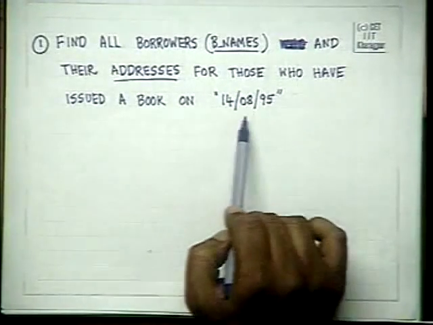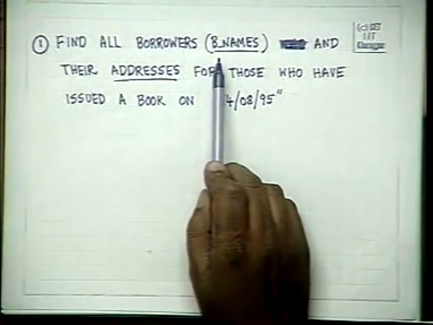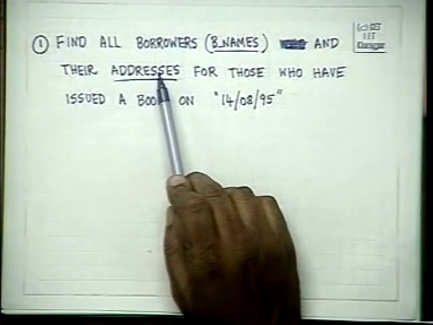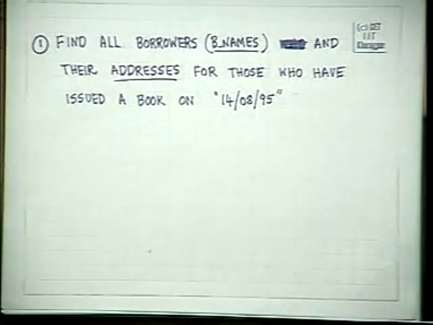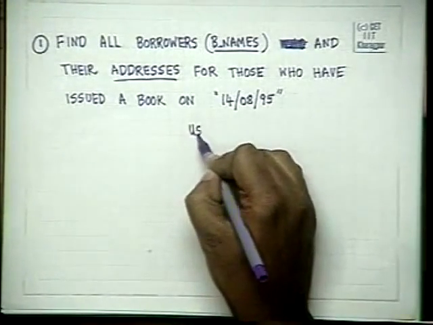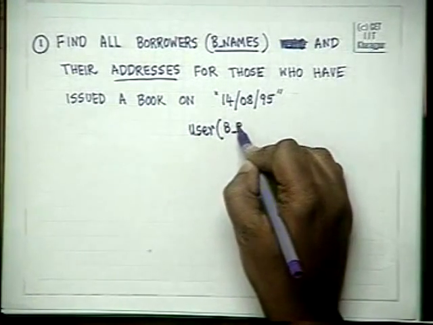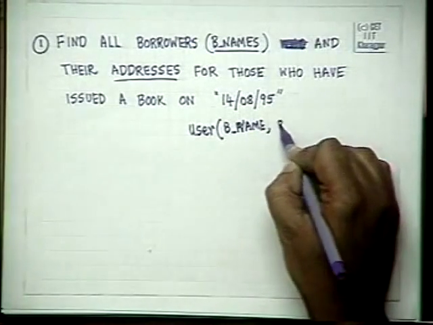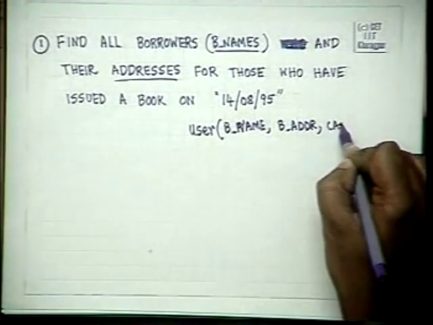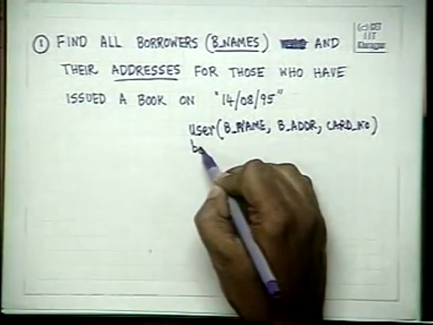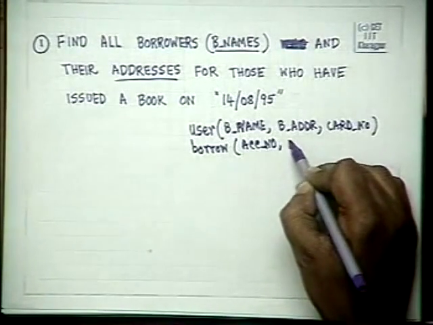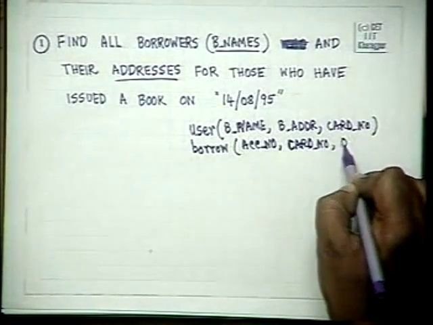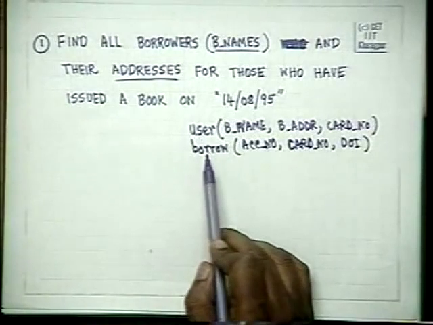Now this one, however, we have to find borrower names and addresses for those who have issued a book on 14/8/95. Now from the borrower relation we will get the card number, B name and B address. We will not be able to get the date of issue of a particular book. That will be available from the other relation, so there are two relations. We have the user relation where we have borrower name, borrower address and card number, and the borrow relation where we have the accession number, card number and date of issue, and we will have to use both of them now.